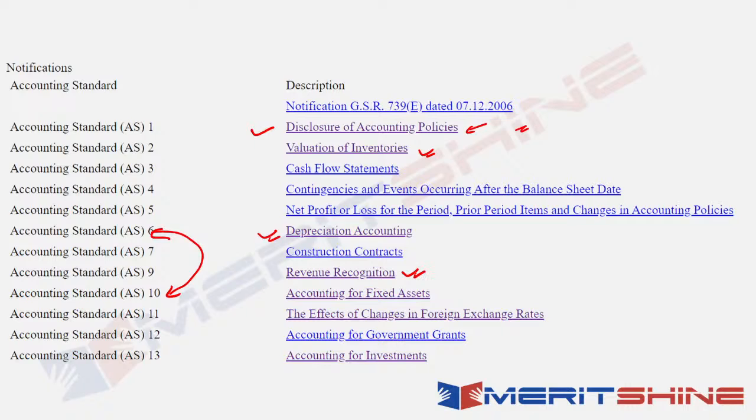Now the revenue recognition we have to look at. Accounting for fixed assets, I told you 6 and 10 for all practical purposes are merged, because depreciation for all practical purposes is for your fixed assets, plant, machinery, etc. The effect of changes in foreign exchange rates. This is a little tricky. I'll explain in a little detail what is tricky here when I come to it, and then finally accounting for investments. That is your syllabus. Though the list of accounting standards is quite long, this is what we will focus on as per the syllabus of your SEBI.